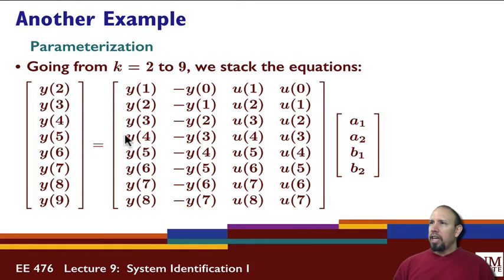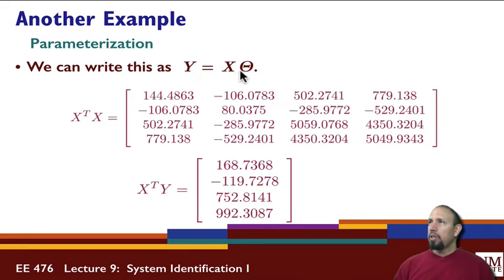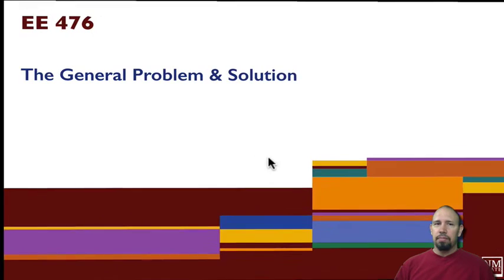So notice that here I get positive signs, here I get negative signs because of our hypothesis. So we've stacked the data into a matrix equation like we did before, and now we want to solve this matrix equation. Again, we can write this as y is equal to x times theta. X transpose x comes out to be this, x transpose y comes out to be that. The pseudo-inverse then, when we solve it, gives us this. This then gives us the transfer function. So these are the parameters that we solve for. These are our best parameters, theta star. And so this gives us this transfer function.